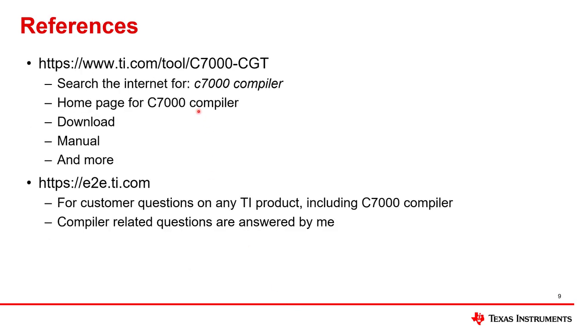I want to close this video with 2 references. The first one is to this web address here. That's kind of long, so I recommend you search the internet for C7000 compiler. I've tried this search with a few different search engines, and I get this web address as the first result. However you get there, you're at the home page for the C7000 compiler. This is where you can download the compiler, access the manual, and more details like that.